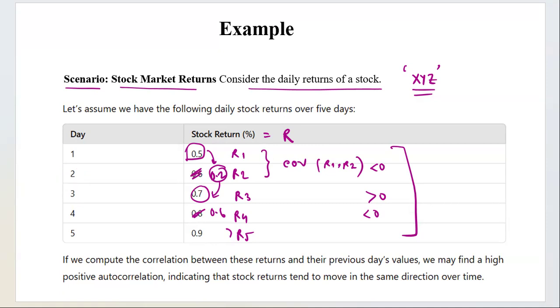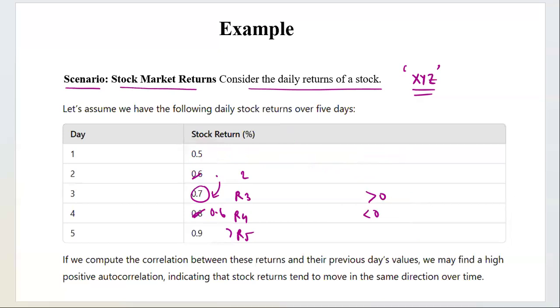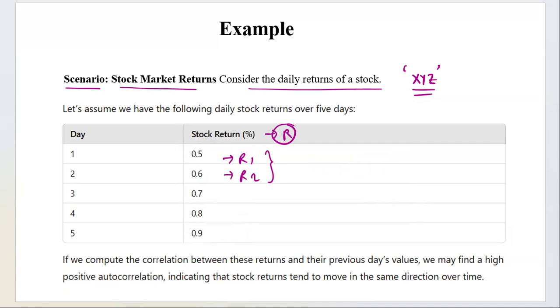And now this exact same thing is depicted by autocorrelation. Here you see, I have found out the correlation on a single variable only. The variable is not changing. The variable is R only. I am just calculating the covariance on the values of the returns on different dates only. The date is different, but it's not that R1 and R2 are two different variables. They are both stock returns. They are on the same variable.